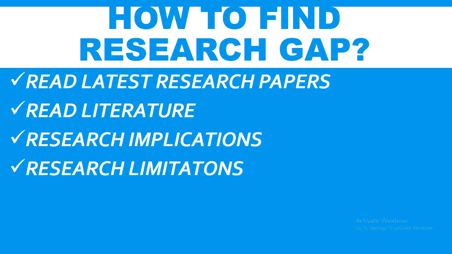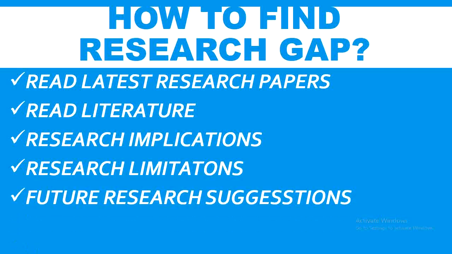And one more thing, sorry for the spelling mistake in research limitations. I forgot to write I. So research limitations tell you about the limitations that the current study has, and you can find a research gap from here. Next is future research suggestions.